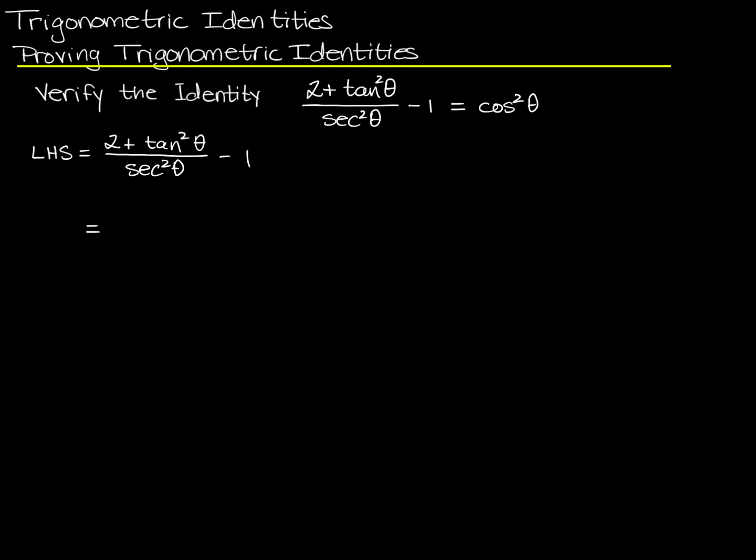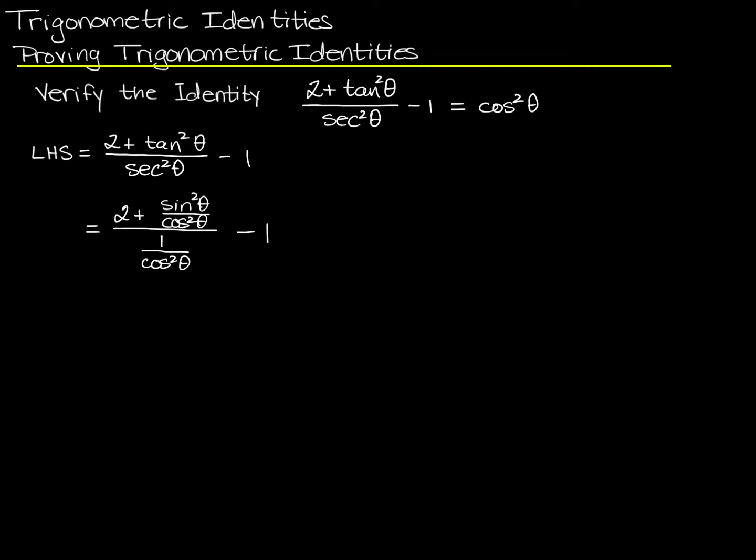So let's do that. I think a good strategy is often to try to get anything that's not a sine or a cosine into those two ratios. So let's rewrite this as 2 plus, I'm going to write tangent as sine over cosine, but it's tangent squared, so it's sine squared over cosine squared. Secant is 1 over cosine, so secant squared is 1 over cosine squared. Now I have a complex fraction.